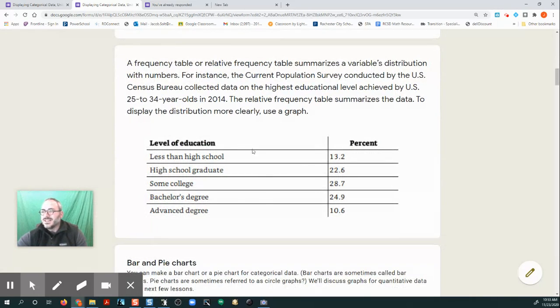All right, so this is a relative frequency table we have right here. It's a current population survey conducted by the U.S. Census Bureau, collecting data on the highest educational level achieved by U.S. 25 to 34-year-olds in 2014. This table summarizes the data. It does it in percent. So if I read this, I can say, okay, 13.2% of people surveyed had less than a high school education.